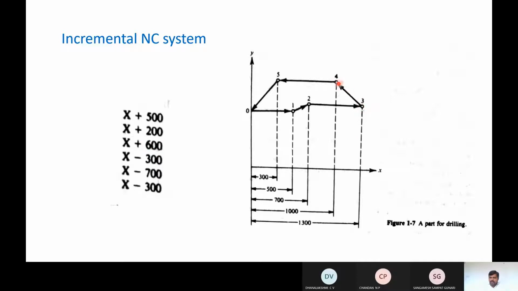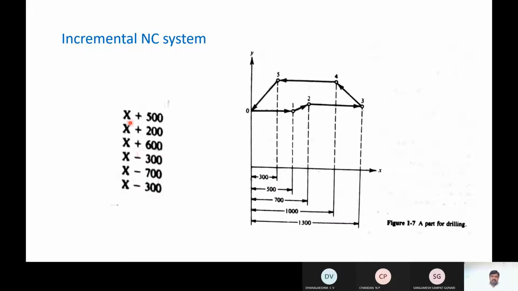Next, to position hole number 4, it is already at 1300. Now it has to move backwards for 300 so that it will reach 1000 units. So that is minus 300. Next, in order to move to 5, it is already at 1000 units. In the negative direction, it has to move 1000 minus 300, that is 700. So minus 700. Next, in order to reach the origin, minus 300. Like this.